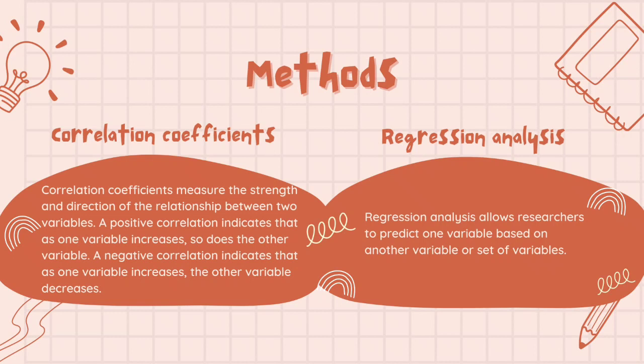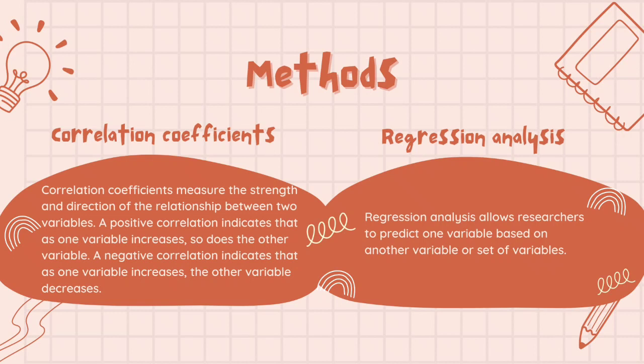Correlation coefficients measure the strength and direction of the relationship between two variables. A positive correlation indicates that as one variable increases, so does the other variable. A negative correlation indicates that as one variable increases, the other variable decreases. While regression analysis allows researchers to predict one variable based on another variable or set of variables.